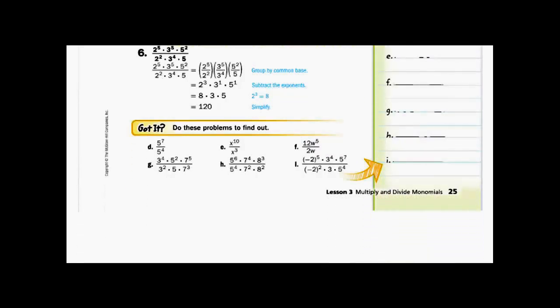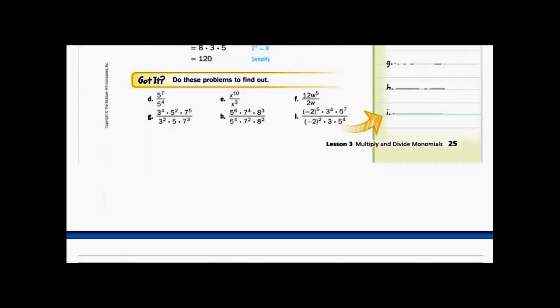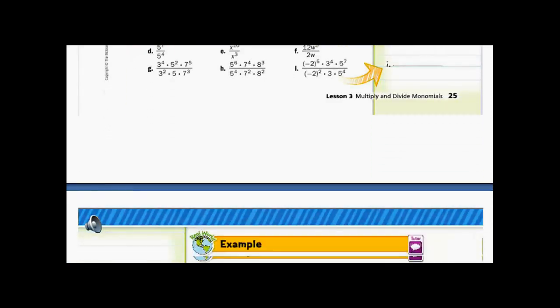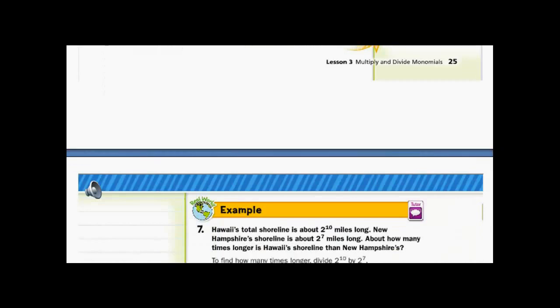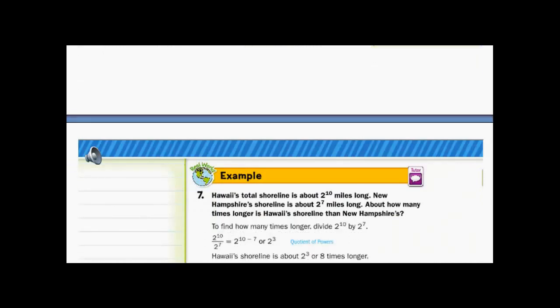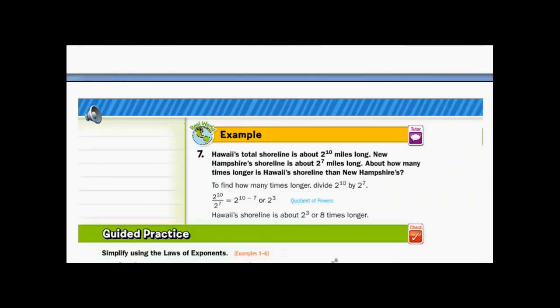Next page. Come on, honey, come on, honey. Sometimes if you talk to it, it makes it go faster.